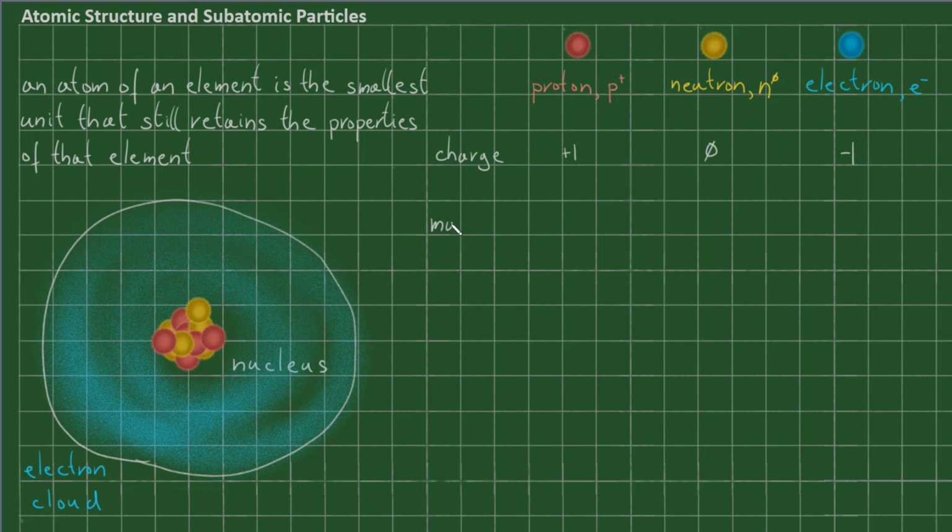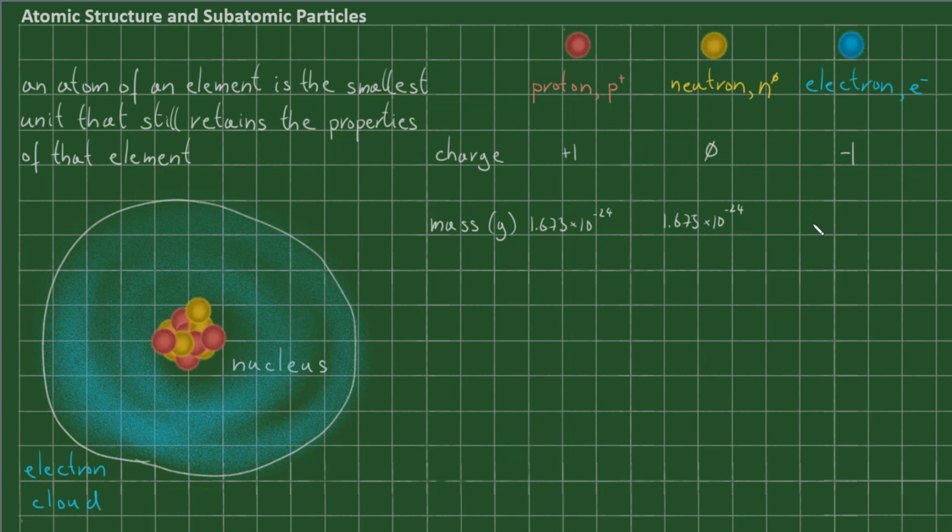Each particle also has a mass. And if I was to measure that mass in grams, I would find that the mass of a proton is 1.673 times 10 to the negative 24. So not much at all. A neutron is slightly heavier, and its mass is 1.675 times 10 to the negative 24 grams.